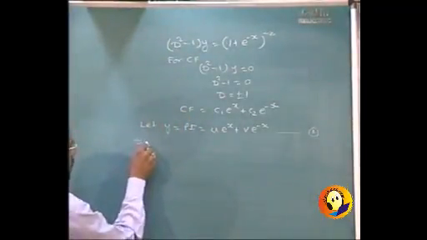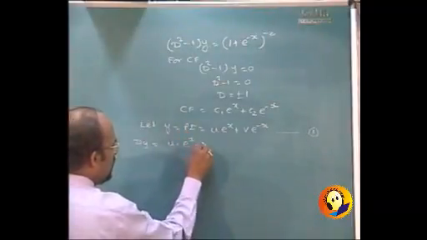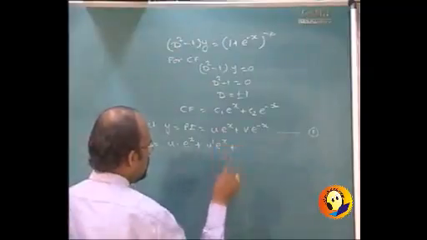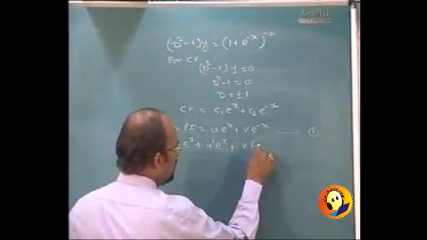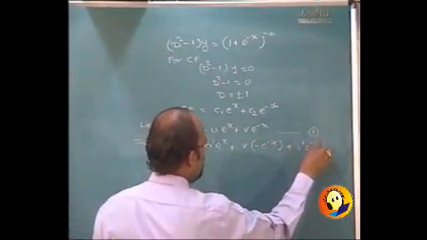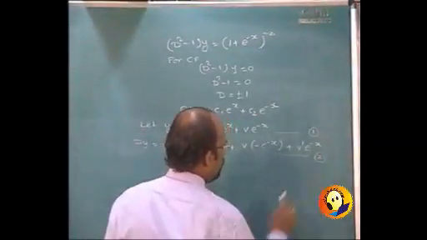Find dy. So dy will be equal to u into the differentiation of e raised to x, which is e raised to x, plus the differentiation of u, which is u dash e raised to x, plus v into the differentiation of e raised to minus x, which is minus e raised to minus x, plus v dash e raised to minus x. That will be our equation number 2.